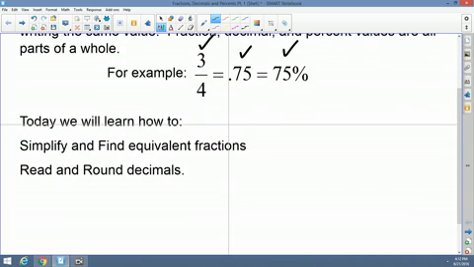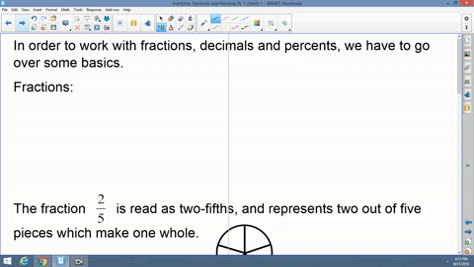So today, we will learn how to simplify and find equivalent fractions. And we're also going to learn how to read and round decimals. So let's get started. In order to work with fractions, decimals, and percents, we have to go over some basics, though. First of all, what is a fraction? A lot of people don't really understand what a fraction is.